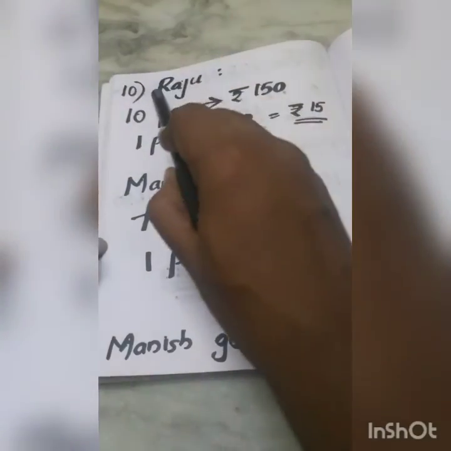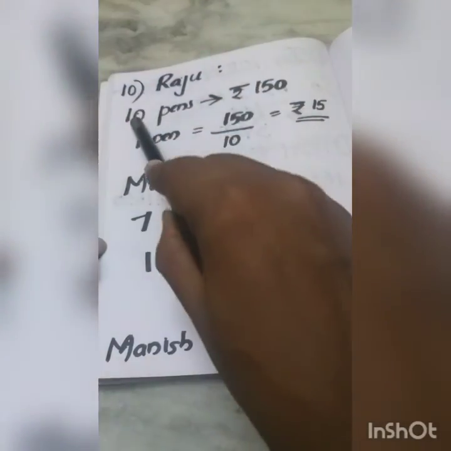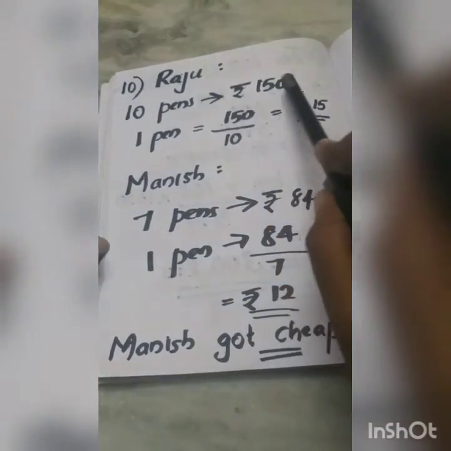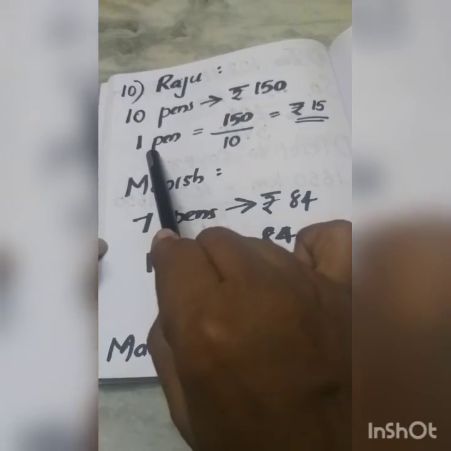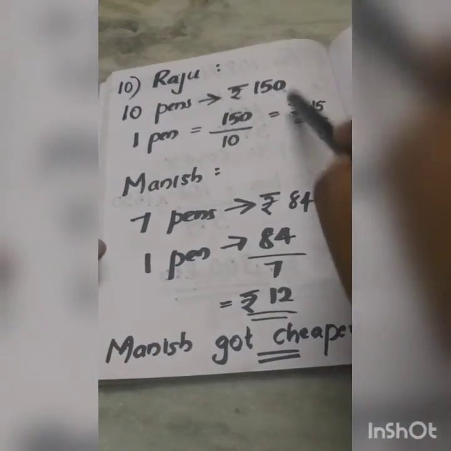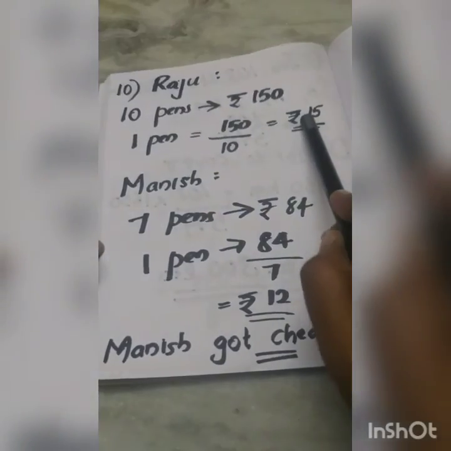So first we can look at Raju's case. Raju bought 10 pens for rupees 150. The cost of 10 pens is rupees 150. From that we can find out the cost of 1 pen. It is 150 by 10, that is rupees 15. So cost of 1 pen of Raju is rupees 15.